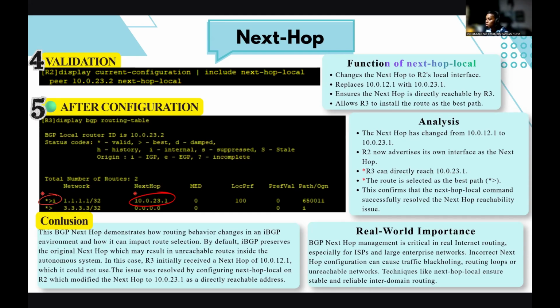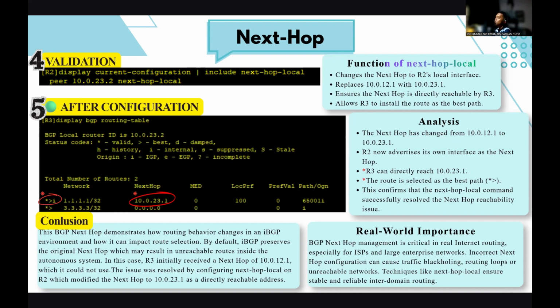After the configuration, we enter the display BGP routing table again. As we can see, the problem is successfully resolved, because from the next hop we can see it has changed from 10.1.12.1 to the best solution, so it's the interface as the next hop. So router 3 can directly reach the best path, which is marked with the symbol, and this confirms that the next-hop-local command successfully resolved the next hop reachability issue.